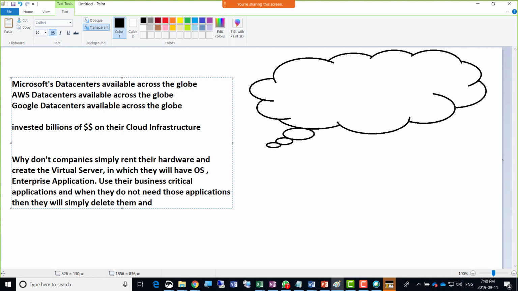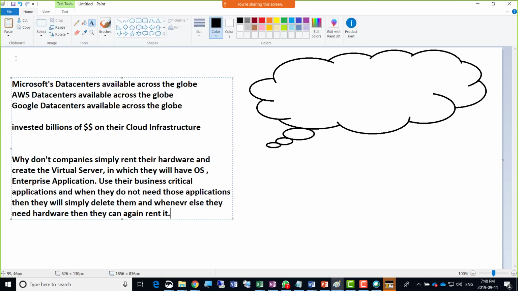and whenever they need hardware, they can again rent it, right? So the main benefit of cloud is that companies do not need their own data centers anymore. They don't have to spend on maintenance of their data centers, maybe millions of dollars, hundreds of thousands of dollars on their own data centers.